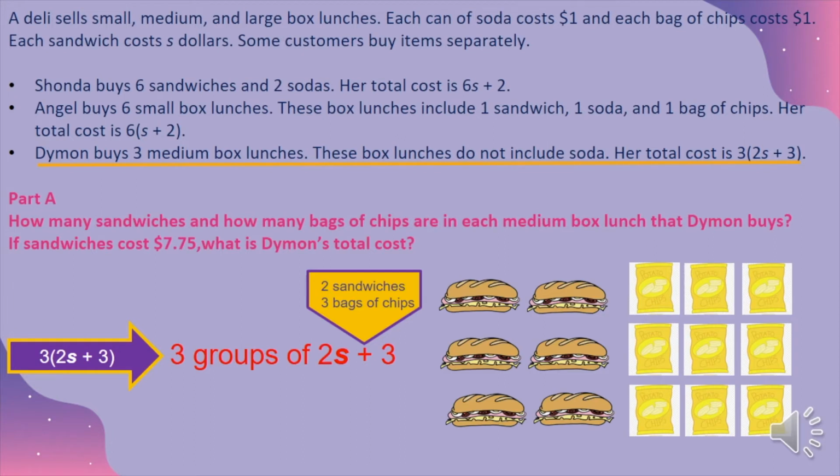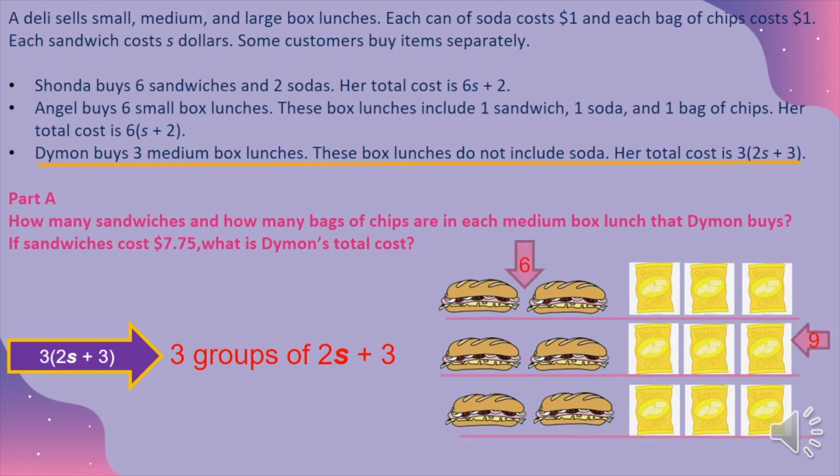If we look at this illustration, we remember that Diamond purchased 3 medium box lunches. So now we're looking at how many items are in the 3 medium box lunches total. Our illustration shows us that there are 6 sandwiches and 9 bags of chips.